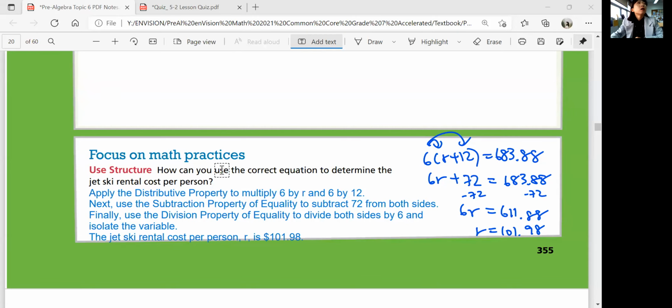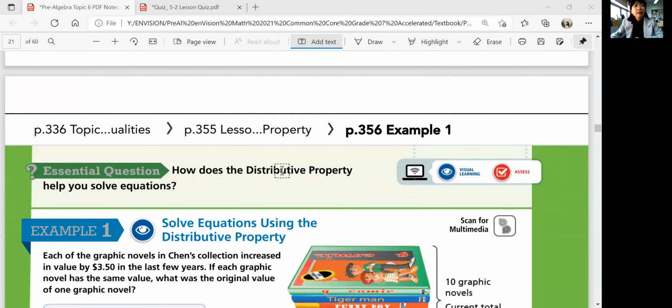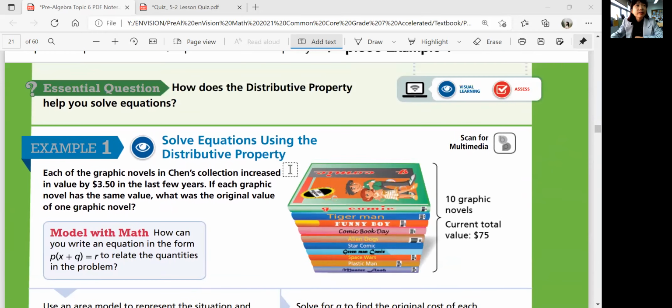Okay, let's look at the next page. So in this lesson, we'll talk about how the distributive property helps you solve problems. Let's look at example 1. Solve equations using the distributive property. Each of the graphic novels in Chen's collection increased in value by $3.5 in the last few years. If each graphic novel has the same value, what was the original value of one graphic novel?